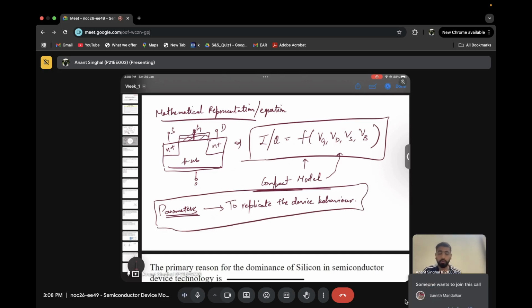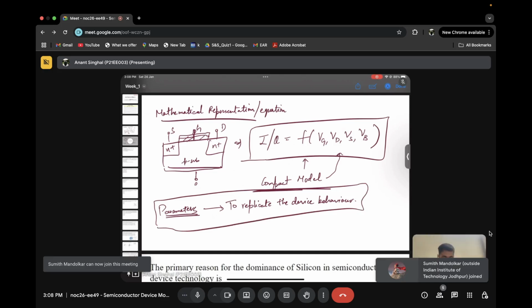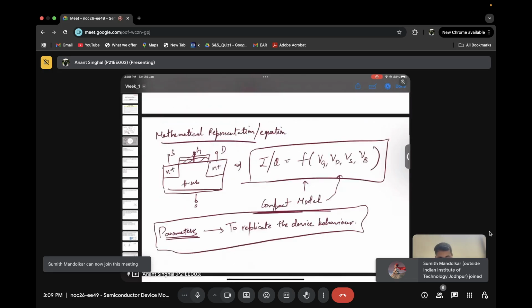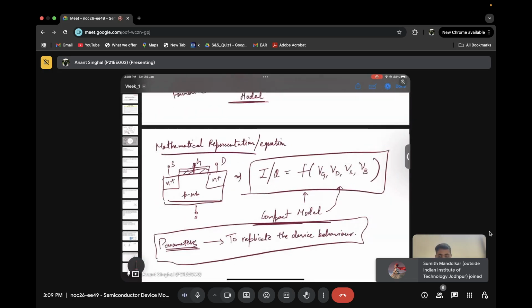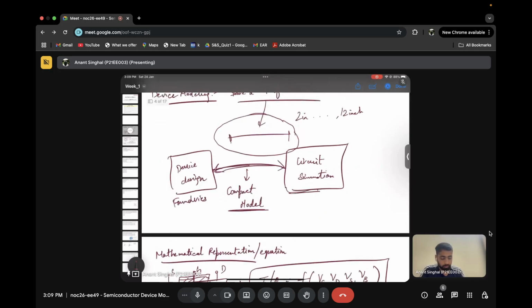Why? Because we don't want to just fabricate the device, but we also want to save a lot of resources. So this is a very basic overview of what a compact model is, or what we call semiconductor device modeling. And as I said, in this particular course, we will be designing a device not only in foundries, but in an environment which is technology computer aided design, and we try to have circuit simulation.